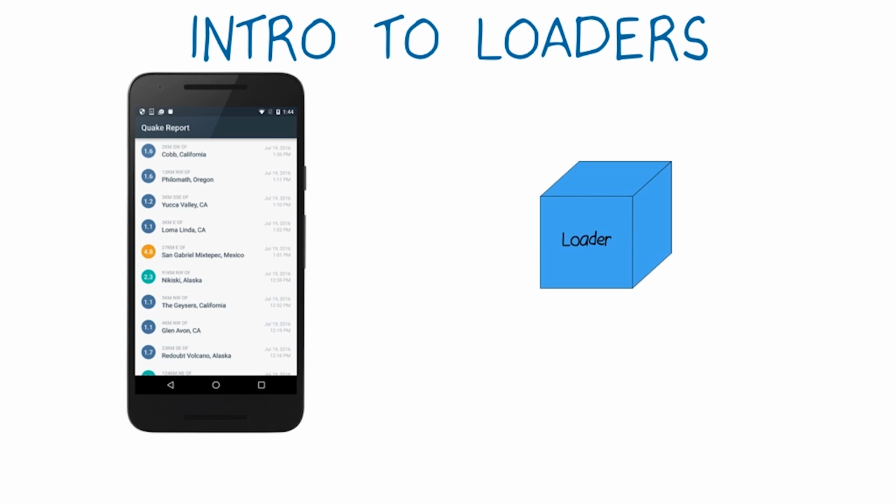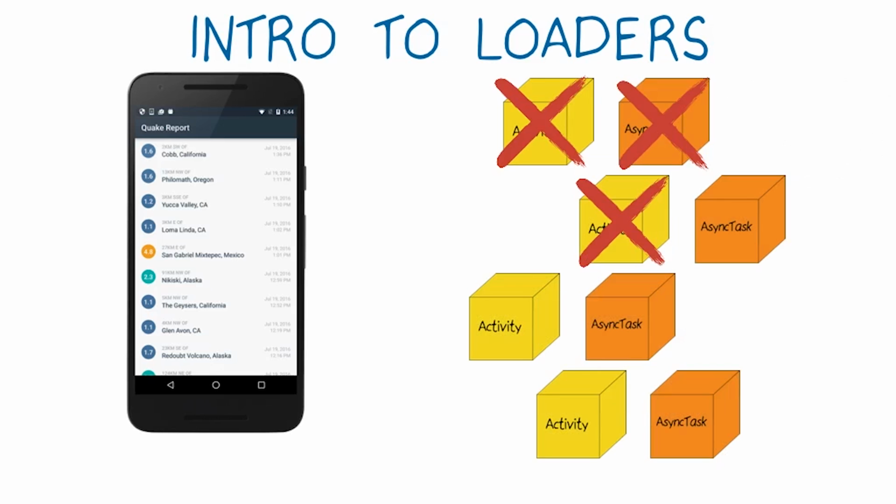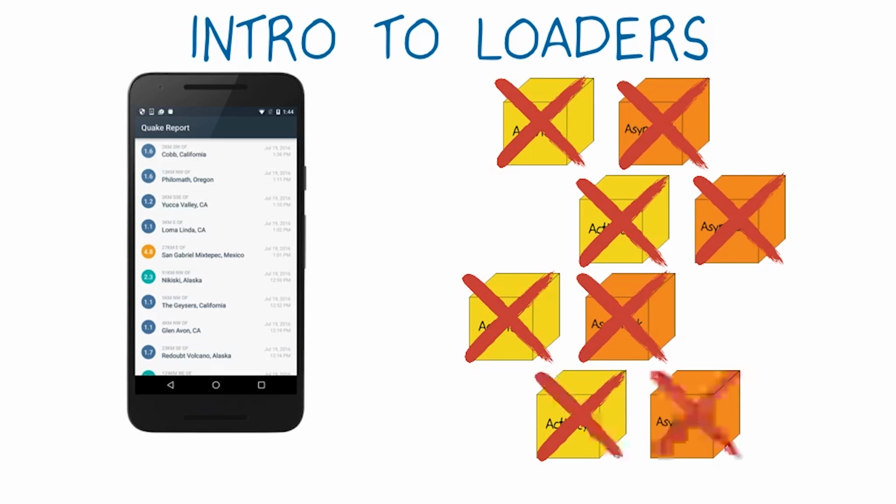Async tasks are great for a lot of things, but they're not the best choice for updating data in a user interface. For that, we need a loader. Loaders solve the problems introduced in the previous video. First, no matter how many times you request data from a loader, by default, the loader will only fetch the data once. No spawning zillions of async tasks and activities.